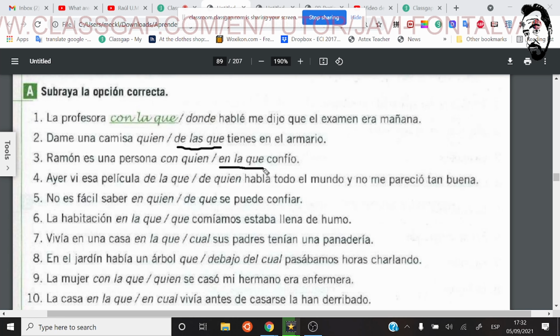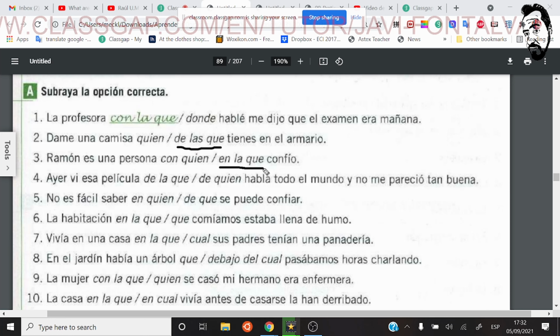4. Ayer vi esa película de la que habla todo el mundo. So it will be de la que, and not quien, because película is a movie, so it is not a person. Exactly. So ayer vi esa película de la que habla todo el mundo y no me pareció tan buena. So as you can see again, hablar de, to talk about.